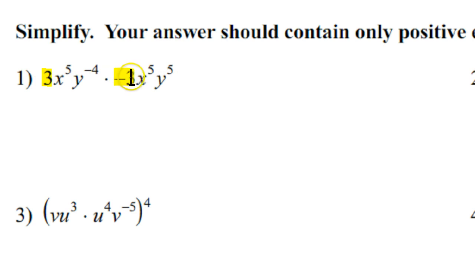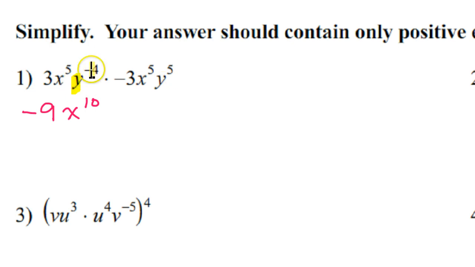Look at, for example, the 3's, since they're just regular numbers. 3 times negative 3, of course, is negative 9. Then we turn our attention to the variables. You see we have x's right here. If I multiply those together, I wind up adding these powers. So that'll be x to the 10th power.